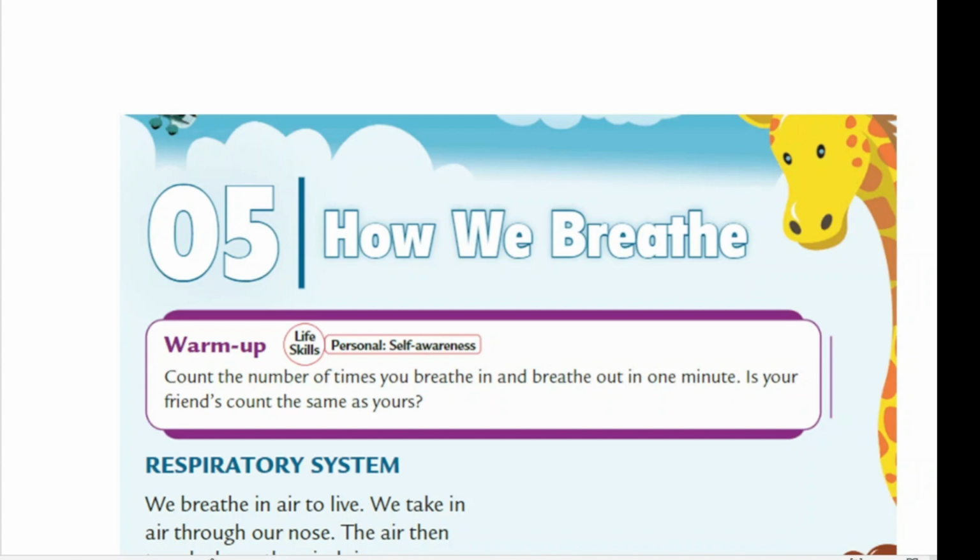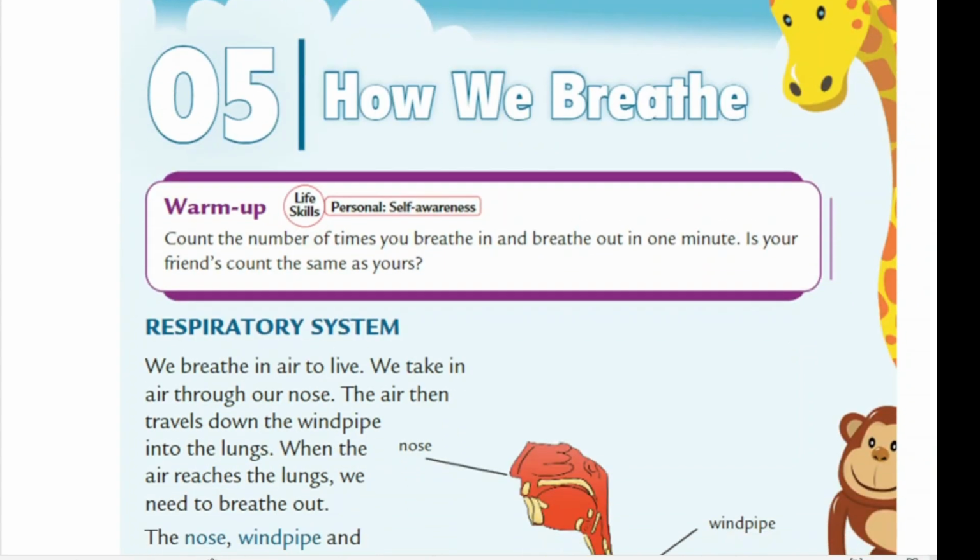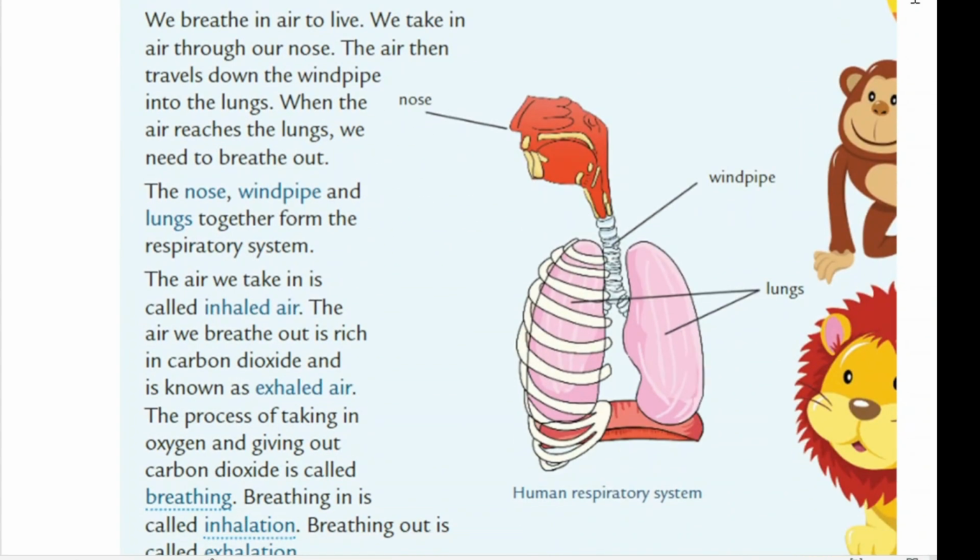Hi, so this chapter is about how we breathe. As you have seen how our respiratory system is, you can see here the diagram. You can see this is the nose. From here it is the windpipe. There are two lungs inside the rib cage, and here it's the diaphragm. We'll see this in detail.